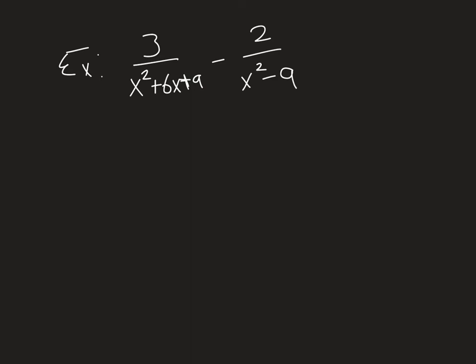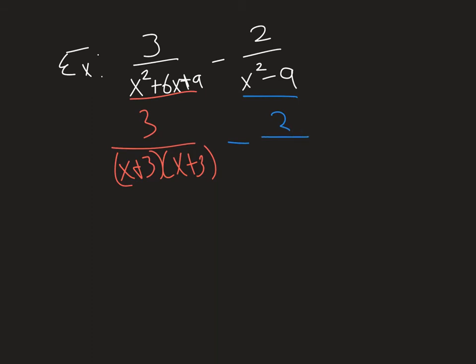So let's take a look at this example now. Similar to dealing with addition, we need to find a common denominator. And to do that, let's go ahead and take a look at factoring our denominator expressions. So I'm just going to rewrite them. I'm going to have 3 over x plus 3 times x plus 3. And then we're going to look at the one on the right. So it's going to be minus 2 over x plus 3 times x minus 3.